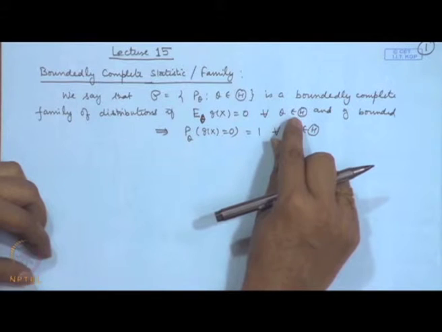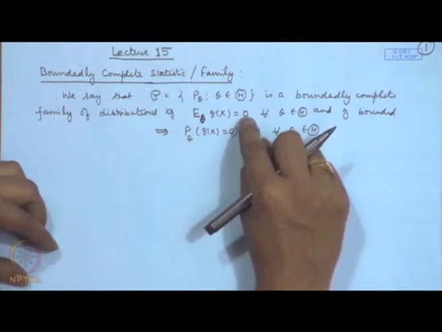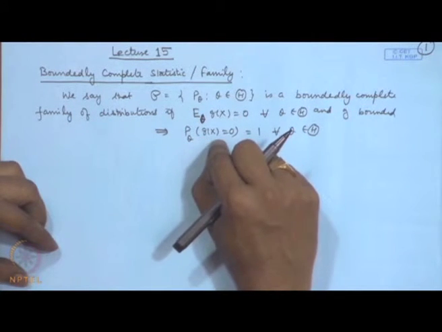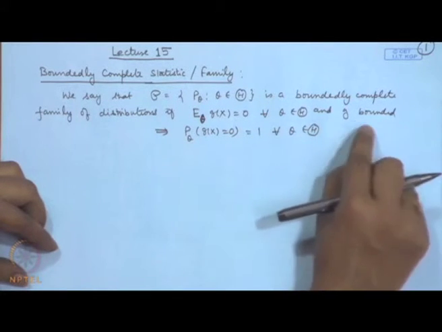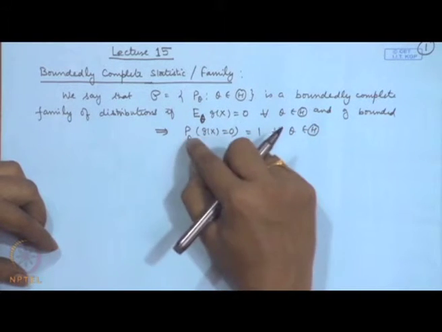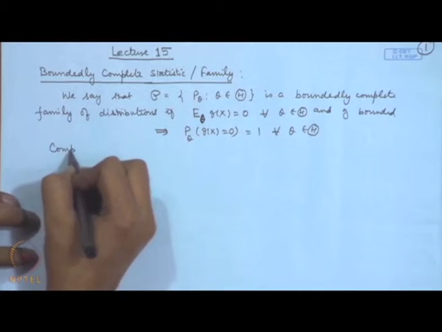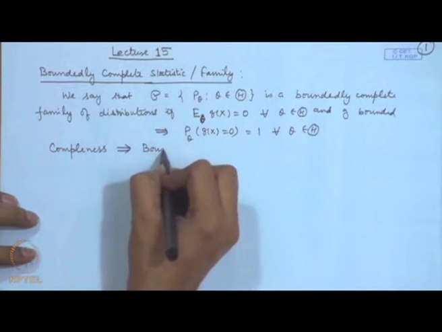So, the difference from the definition of completeness is that there we wrote any function g. So, expectation g(X) equal to 0 for all theta and any function g, if that implied that the probability that the function is 0 with probability 1, then it was complete. If I impose the condition that g is bounded, then it will imply that probability of g(X) equal to 0 is 1, then it will be called a boundedly complete family of distributions. So, we can say that completeness implies bounded completeness.